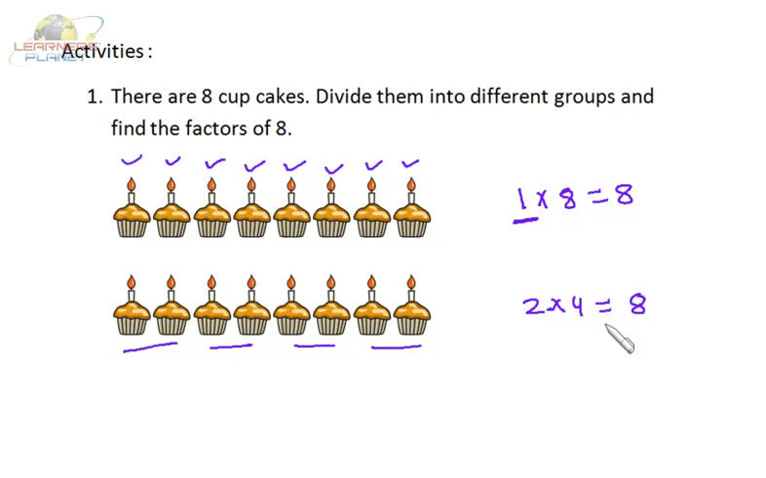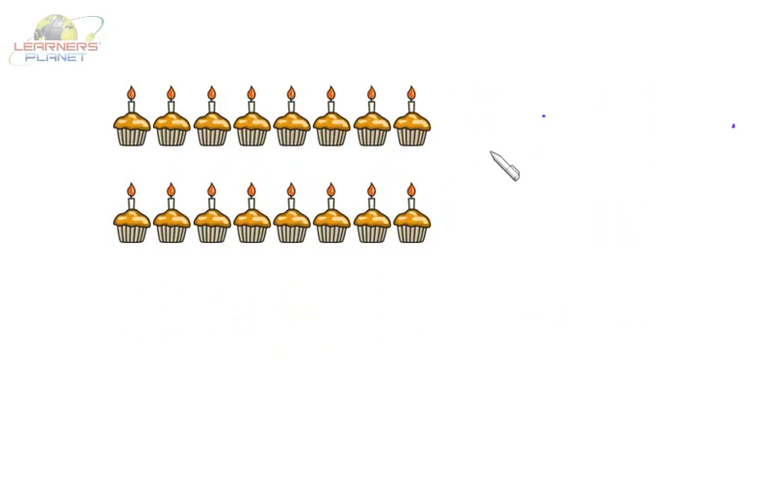Okay. Now let's see with 3. Can I distribute 3 cakes to kids? This is kid number 1, this is kid number 2. Kid number 1 is getting 3 pieces, kid number 2 is getting 3 pieces, but the third kid is not getting 3 pieces. That means 8 pieces cannot be distributed equally among 3 kids. Okay, so 3 is not the factor.